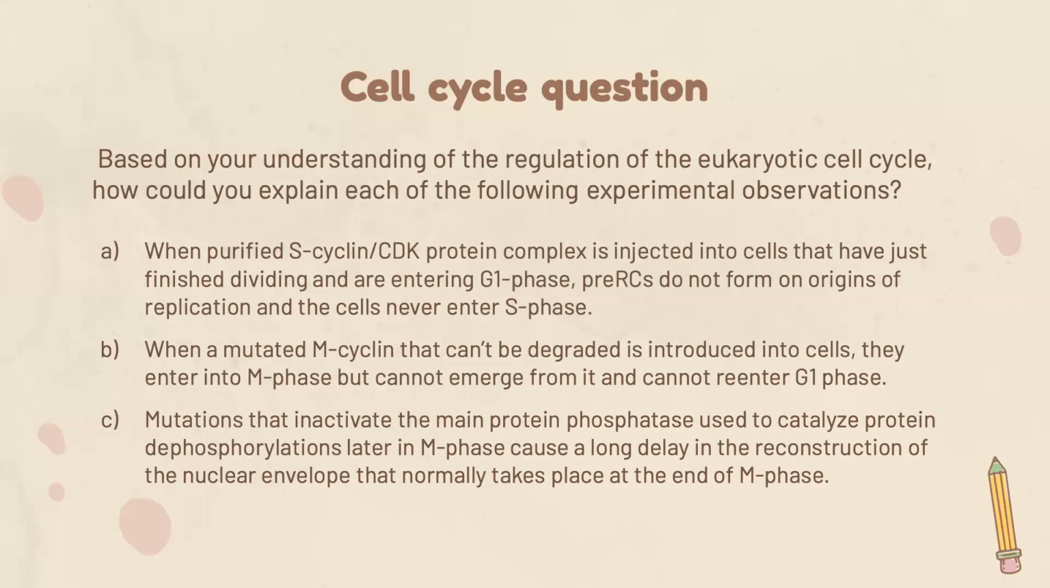Any ideas about this one? So this one is similar to what we talked about, the last one. If a mutation causes the phosphatase that inactivates M-CDK to be inactive, then M-CDK will continue to be active. And since M-CDKs cause nuclear envelope breakdown, the nuclear envelope would continue to break down and it would not be able to reform.